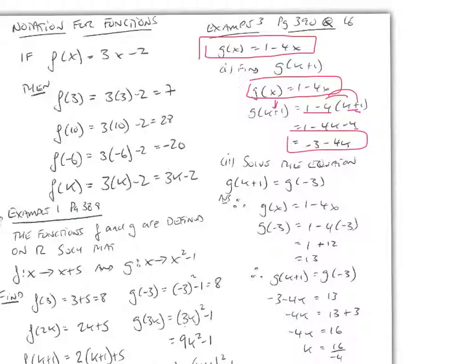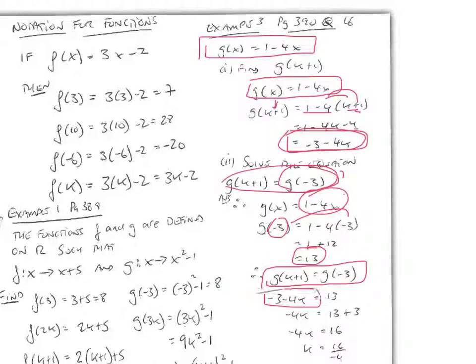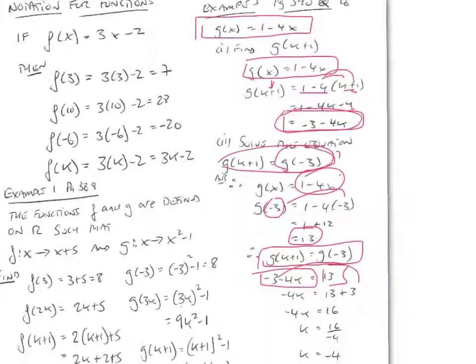So then they're saying solve the equation g of k plus 1, which is equal to this value here, equal to g of minus 3. So we need to find what g of minus 3 is by popping minus 3 in for where we see x in the function. So we get g of minus 3 is 13. So to solve the equation then, we simply say, well, g of k plus 1 equals g of minus 3. That's what they've asked us to solve. We plug in the values that we found for each of those, and we bring over our minus 3, which becomes plus 3, and we get minus 4k equals 16, so k must be equal to minus 4.